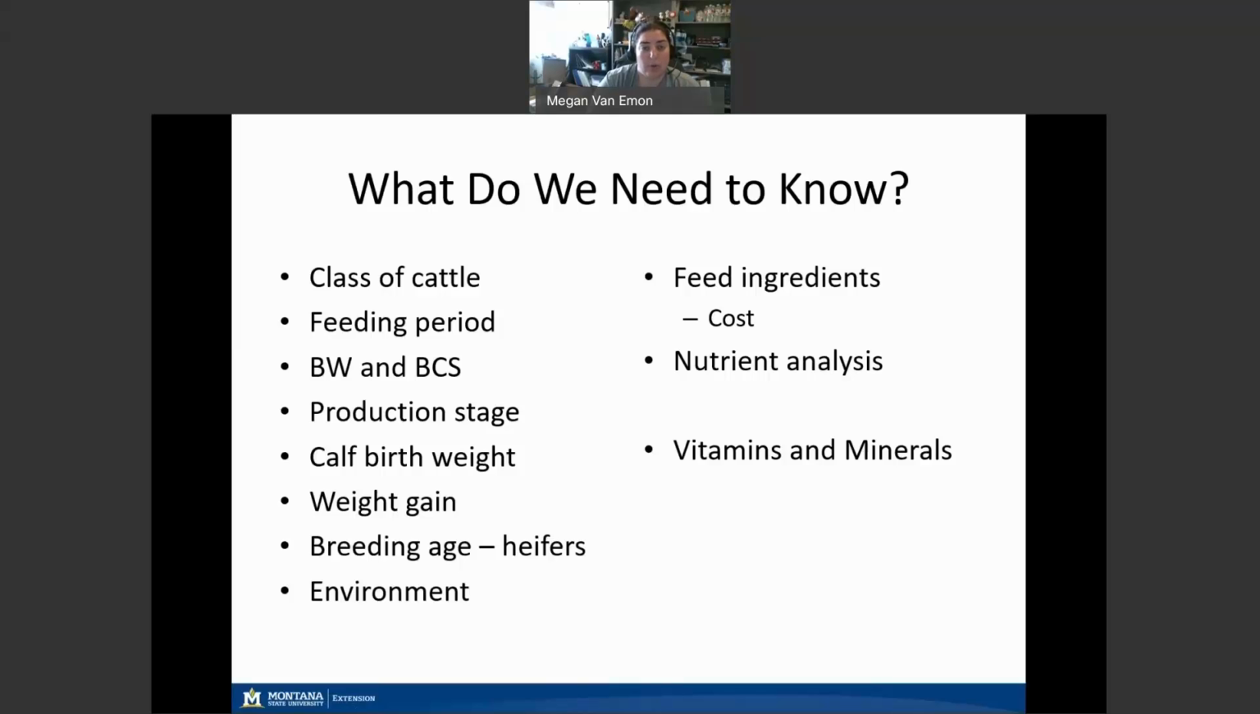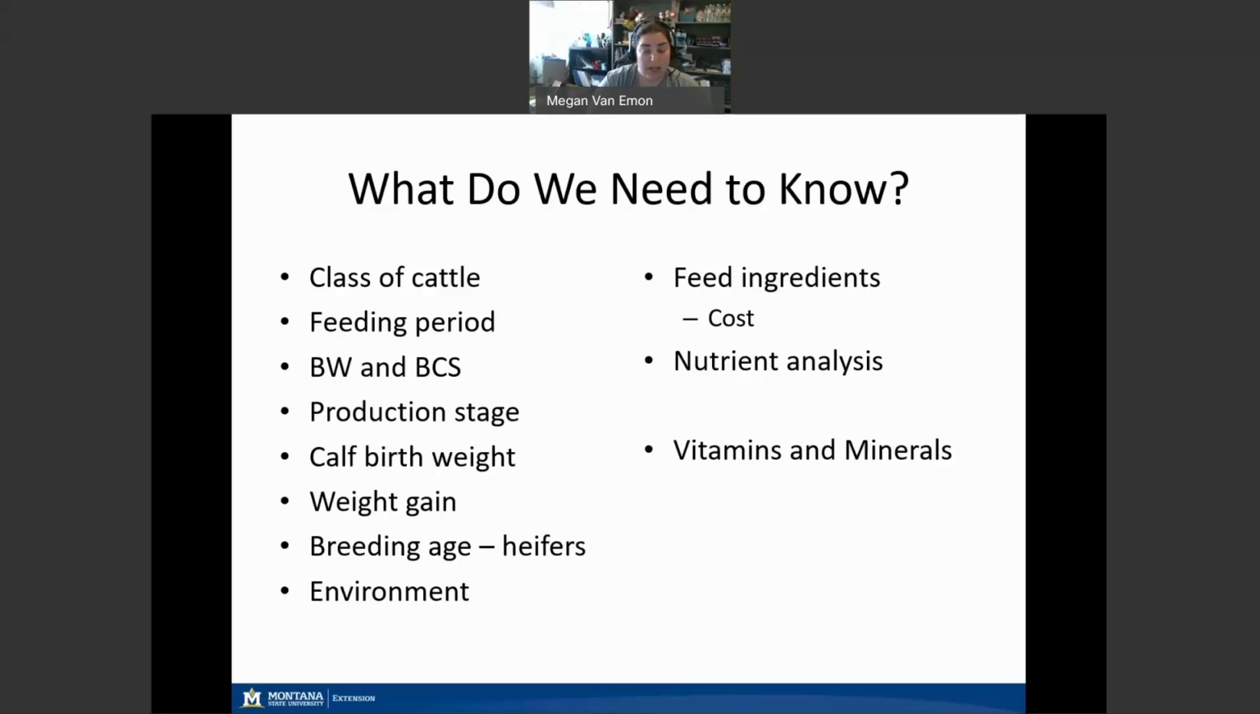However, there are some other things that we might need to know if I'm talking to a producer or an extension agent when I'm developing these rations, whether using a ration formulation program or just doing it by hand calculations. First being the class of cattle we will be developing this ration for. For this purpose, we will be using mature cows.